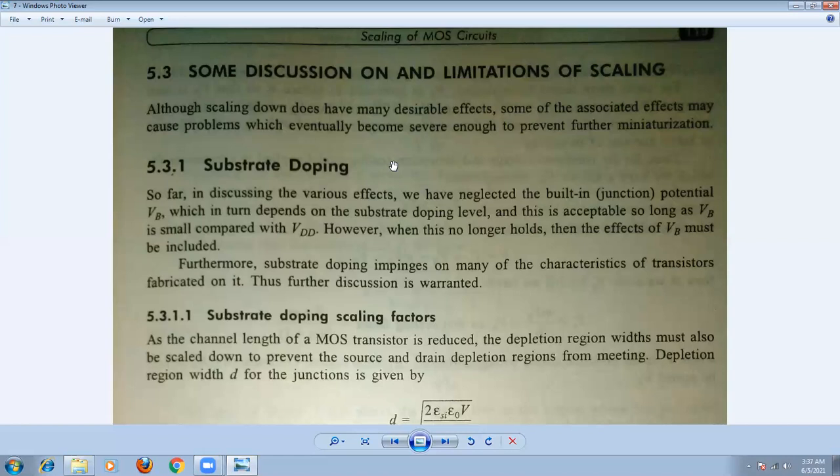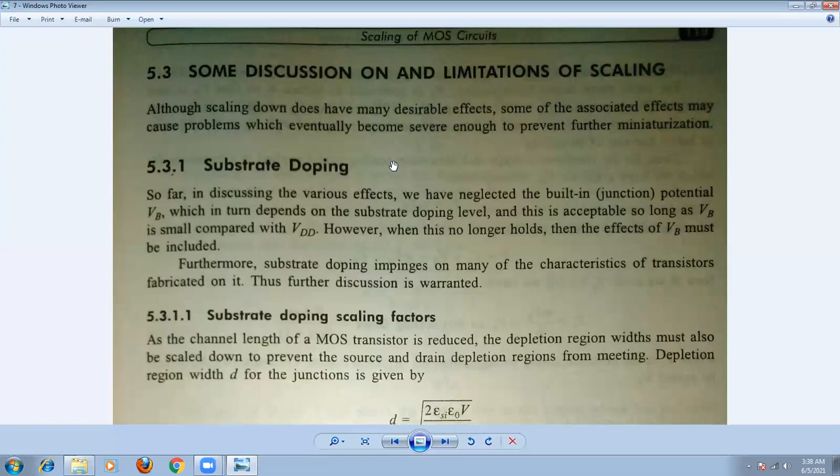So the cut-in voltage, that is the built-in potential, is around 0.5 or 0.6 volts. When the maximum voltage VDD of 5 volts is applied, the built-in potential is approximately 500 millivolts. Since VDD is very high compared to VB, we neglected VB from our discussion. But during the scale down, as the technology advances, we reduce the size of the transistor and at the same time scale down the parameters, as we just discussed. So VDD is also scaled down.